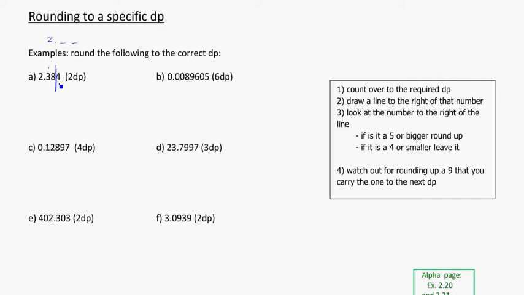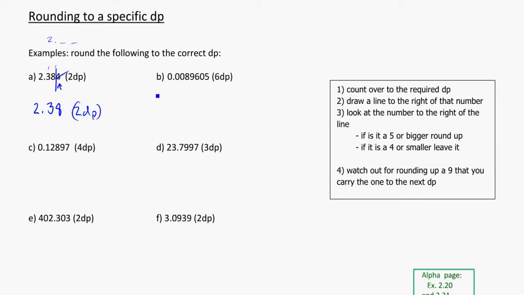I'm going to look on the right-hand side and decide if this number is 5 or bigger, I'd round up the 8. But if it's less than 5, i.e. 4 down to 0, I'm just going to leave it the same. And in this case, it is less than 5, so I'm going to get 2.38, and then I just drop the rest of it off. It goes away. And this becomes 2dp.